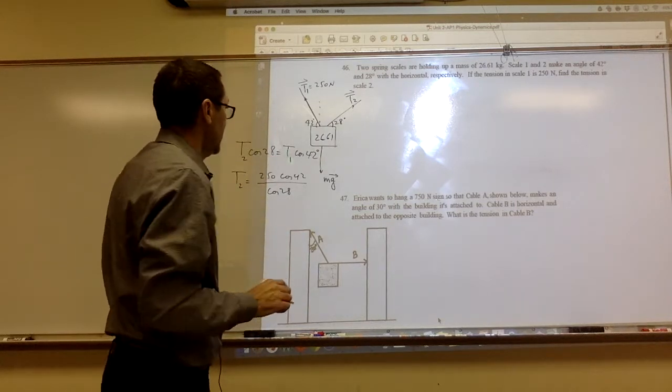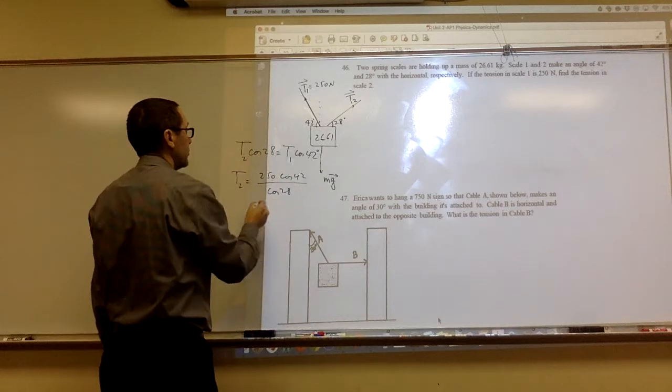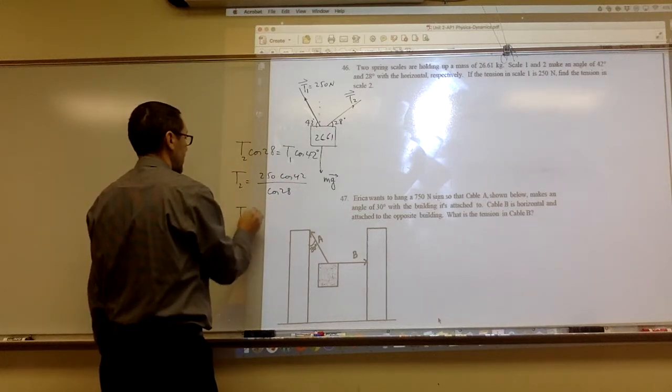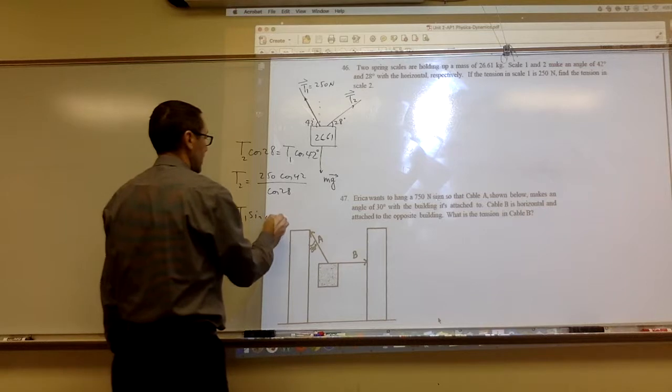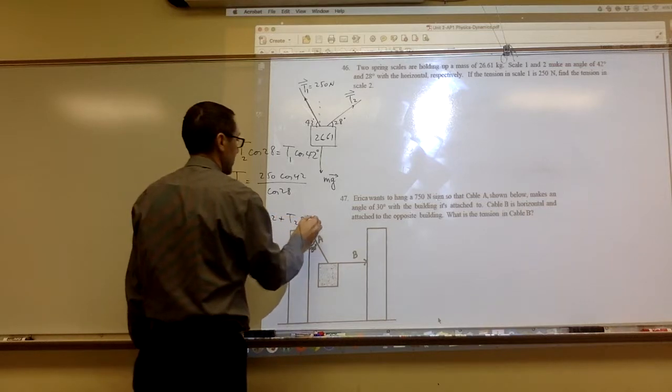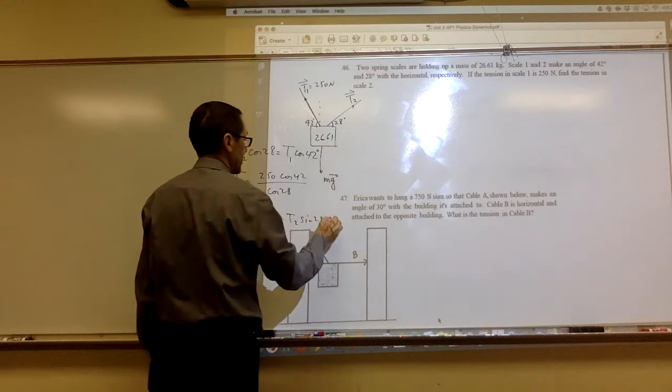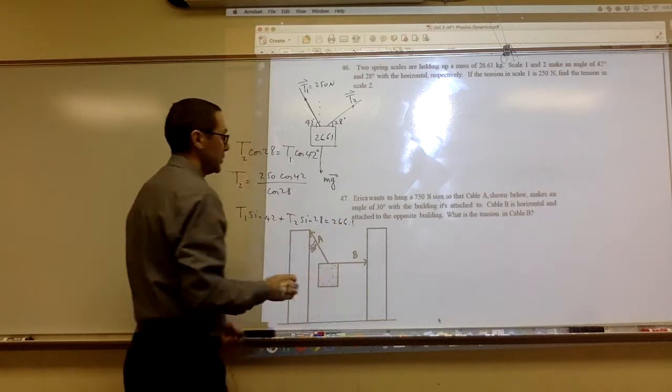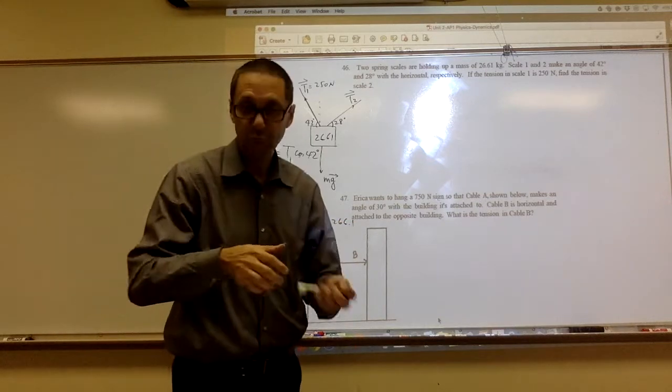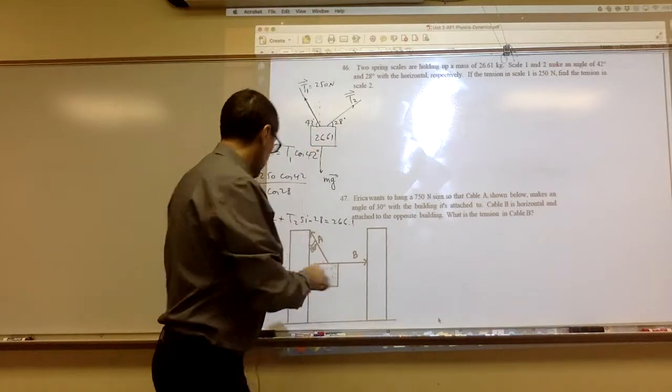I could have done it vertically, but it's just too much work. I have to worry about the mg. So the equation vertically will be written as T1 sine of 42 plus T2 sine of 28 equals 266.1, which is the mg. Okay, too much work. All right, the next one.